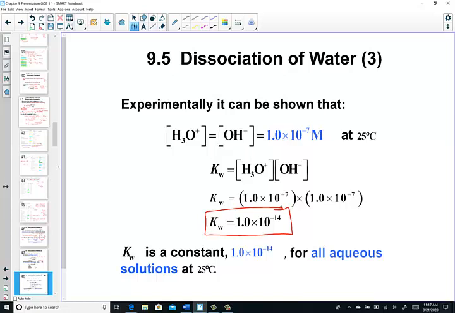Here's how we know that. Experimentally, we can find that when two water molecules collide together, they release ions that are both valued at 1 × 10^-7 molar units. So when I multiply 1.0 × 10^-7 by itself again, we come up with this -14th power. This is a constant for all values of Kw.